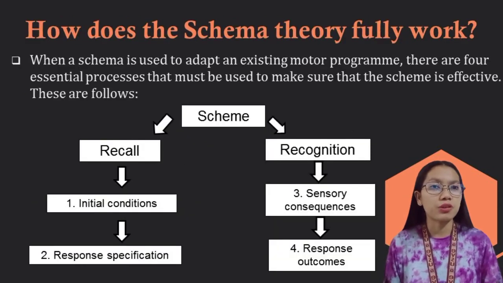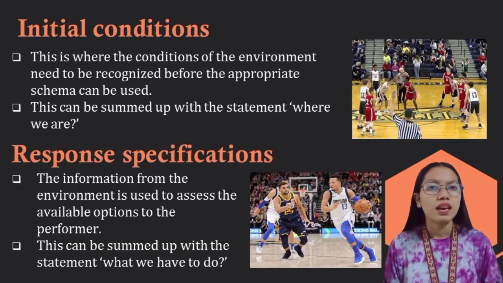How does the schema theory fully work? When a schema is used to adapt an existing motor program, there are four essential processes that must be used to make sure that the schema is effective. These are as follows: the schemas, which are recall and recognition. Recall follows the initial condition and response specifications, while recognition follows the sensory consequences and response outcomes. Initial conditions: this is where the conditions of the environment need to be recognized before the appropriate schema can be used. This can be summed up with the statement, where we are.